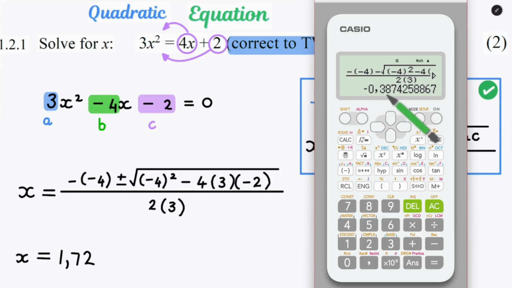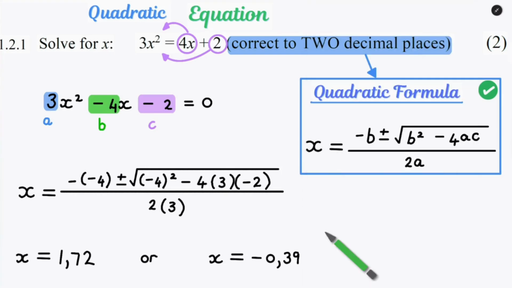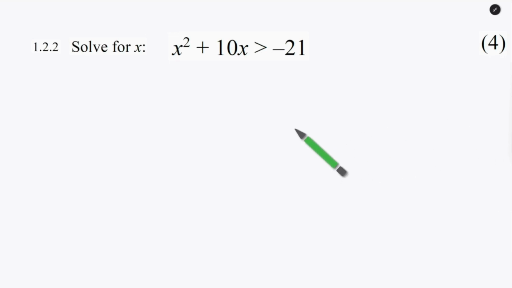That's 7, we'll round this 8 up. And now we've successfully finished the question. Having a look at where your 2 marks come from, you get 1 mark for your substitution in this step, and 1 mark for the correct answers. This question will be testing quadratic inequalities.